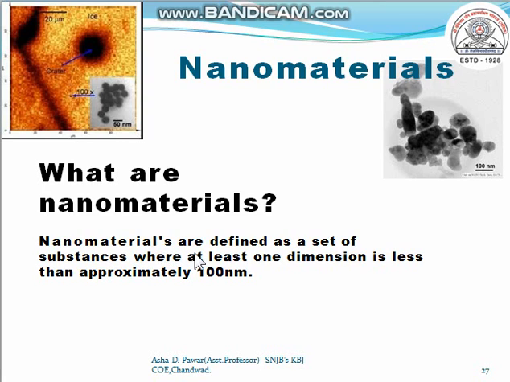Students, nanomaterials are nothing but a set of substances where at least one dimension is less than approximately 100 nanometers. That means a nanomaterial is a material in which, among the three dimensions, at least one dimension of the particle size is less than 100 nanometers.